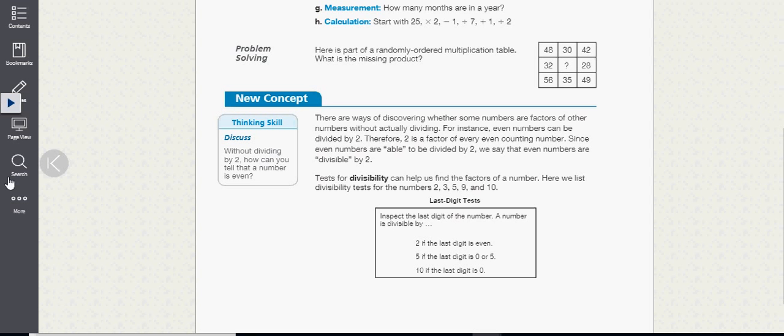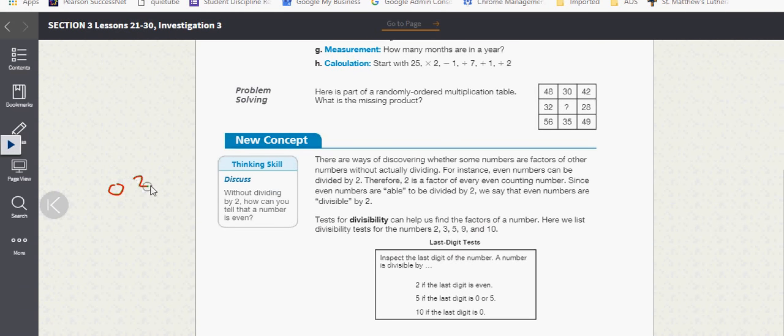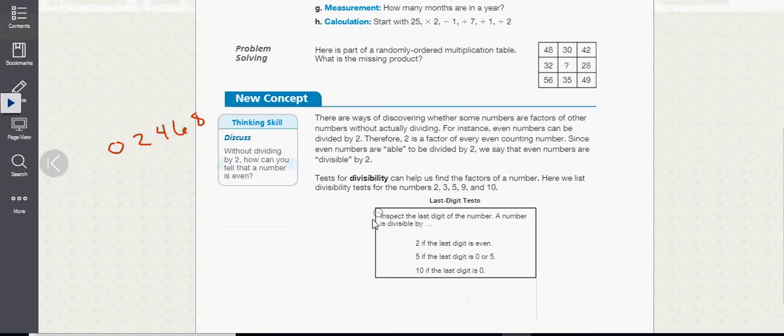For instance, we know that all evens can be divided by 2. So if you see it's an even number, you know 2 is one of its factors. And to know it's an even number without dividing by 2, it ends in one of these digits: 0, 2, 4, 6, or 8. A lot of this lesson is going to have to do with that last digit, and that's right here, the last digit tests.